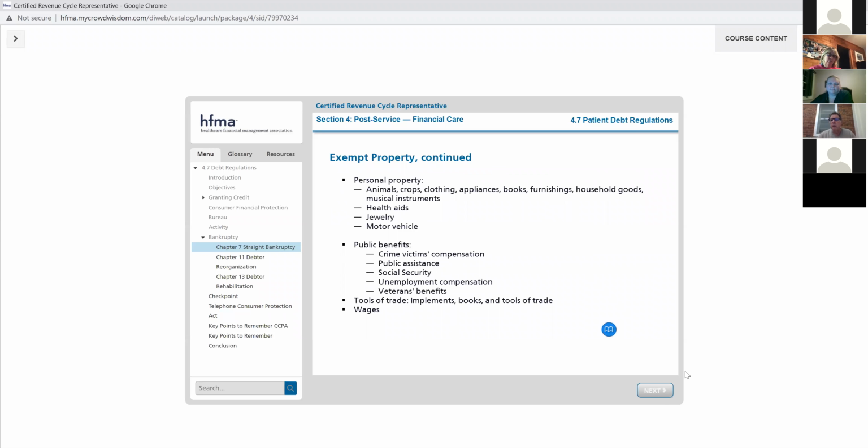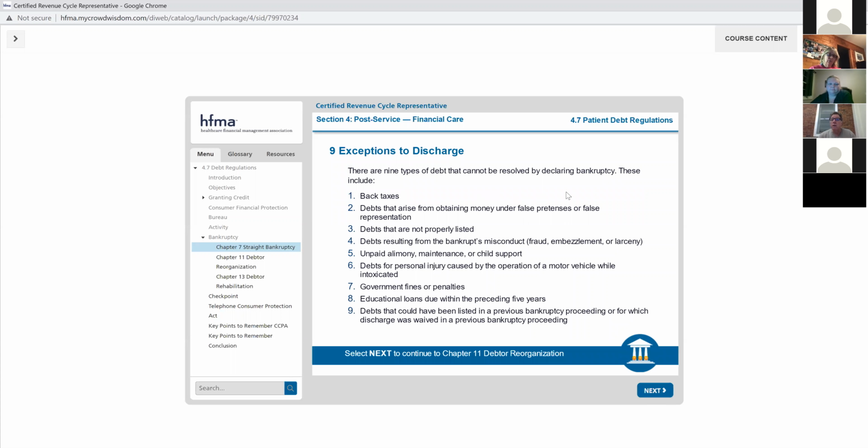Items that cannot be discharged in Chapter 7 are back taxes, debts that arise from false pretenses, debts that are not listed properly, debts resulting from a bankrupt's misconduct, so if you committed fraud or embezzlement, unpaid alimony, debts from personal injuries, so if you were driving a car, God forbid, and you hit someone, you incurred a debt, they're not going to discharge that, government fines, education loans, and also debts that could have been listed in a previous bankruptcy or debts that were discharged or waived in a previous bankruptcy proceeding. So there are exemptions to the discharge, and there is also personal property that is exempt from the bankruptcy. So you just might want to make note of those.